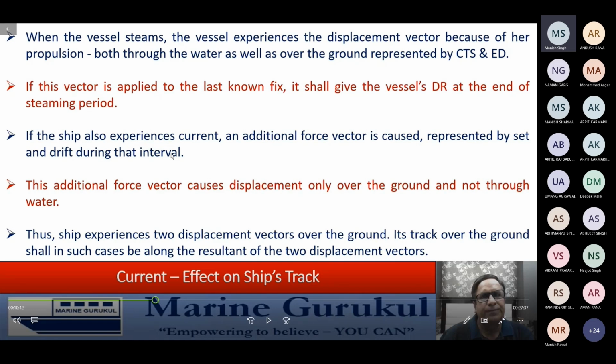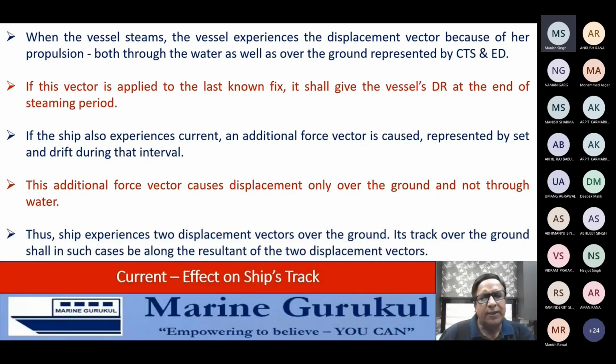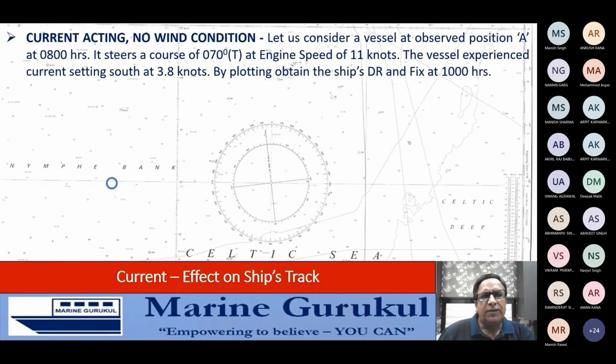Okay, let's move ahead now and apply these on the chart. Let's try to see what we have just discussed through a simple example. We have a vessel at position A at 0800 hours. You can see on your charts. It steers a course of 070 degrees true at an engine speed of 11 knots. The vessel experienced current setting south at 3.8 knots.